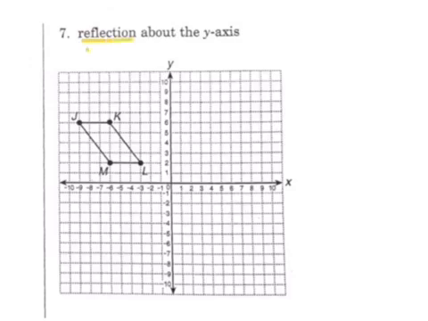Okay, a reflection about the y-axis. That means this is going to flip over the y-axis. So count the number of spaces from the y-axis and reverse it. Okay, so L is 1, 2, 3 blocks away, so reverse, and go 3 blocks this way and put L prime. Now do the same for M.